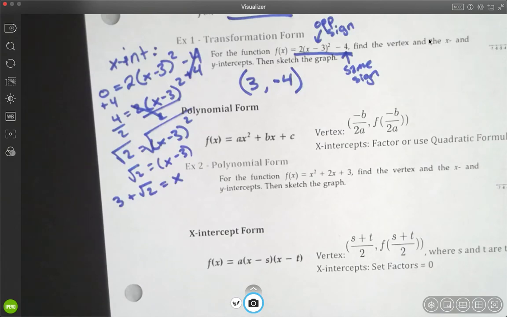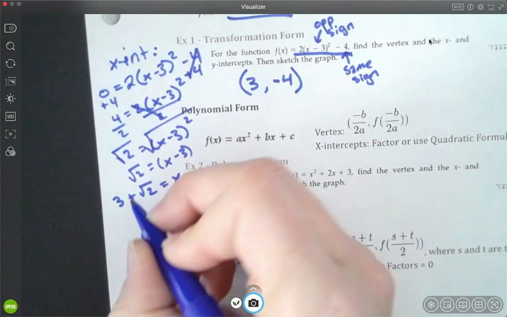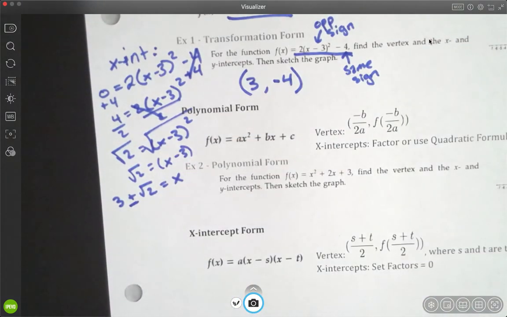And nobody's catching my mistake. Plus or minus. Wait, we took the square root, right? Plus and minus. So make sure you put your plus and minus in there. Okay, now, those are going to be my 2 places where he crosses.